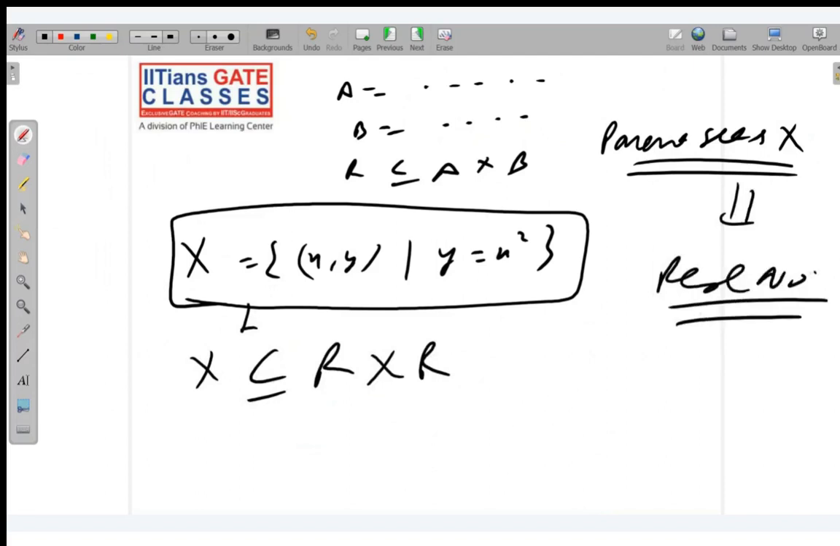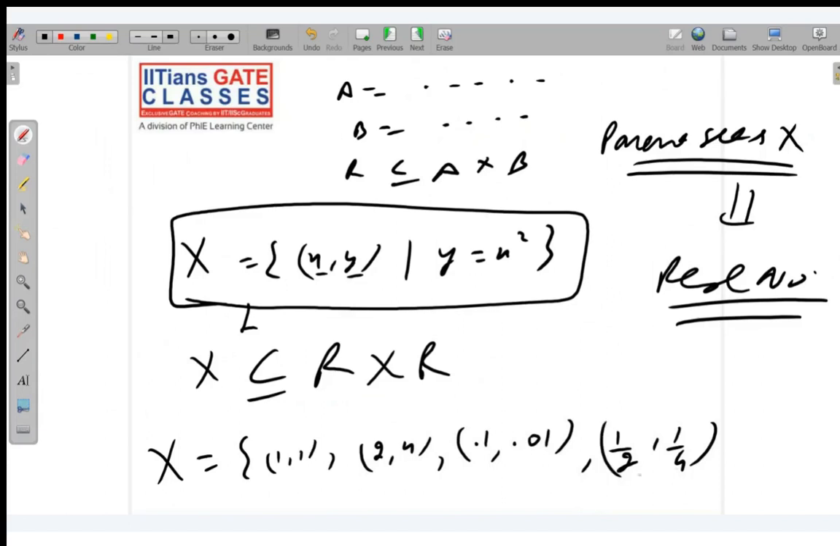So how will relation X look? You will simply say (x, y) where y is equal to x square, na? So (1, 1) will be there, (2, 4) will be there, (0.1, 0.01) will be there, (1/2, 1/4) will be there, and so on, dot dot dot, infinity. So this is the relation.